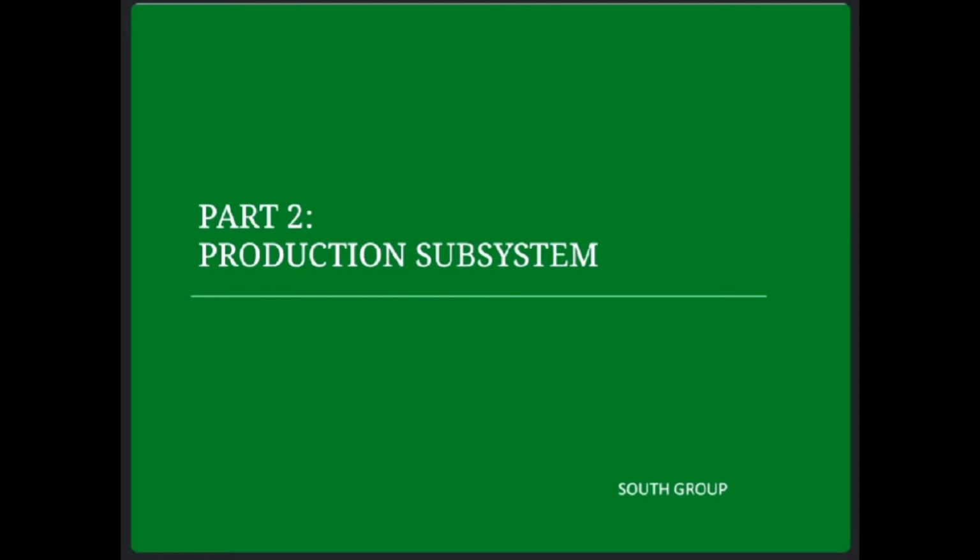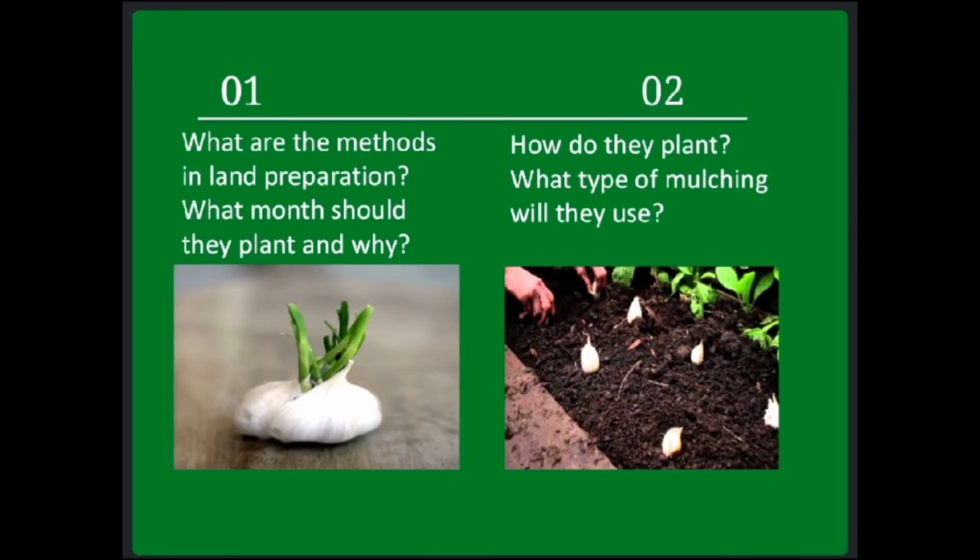Part 2. Production subsystem. These are the parts of the production subsystem. 1. What are the methods in land preparation? What month should they plant and why? 2. How do they plant? What type of mulching will they use? 3. How do they water the crop? How often? 4. What are the ways to control pests? When do they harvest and how do they harvest?